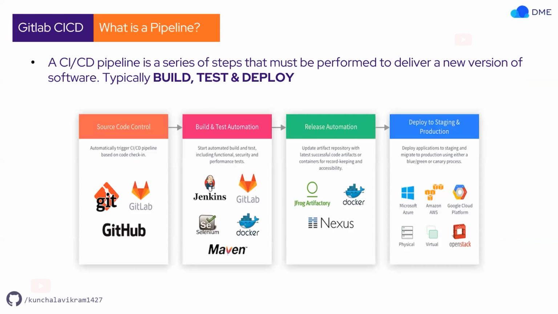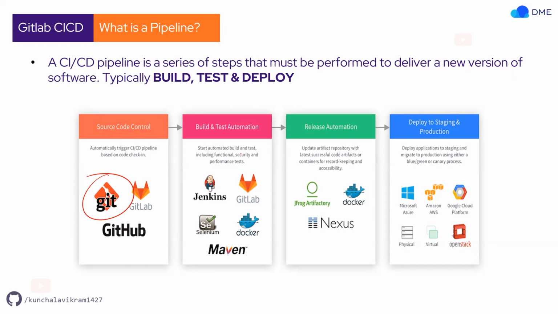And what is basically a pipeline? It is a series of steps that we perform to deliver a new version of the application, right? So we start with build, test, and deploy. Of course, there are some intermediate stages which we are not considering. So it starts from build, where GitLab can talk to source code management tools like GitHub or its own GitLab.